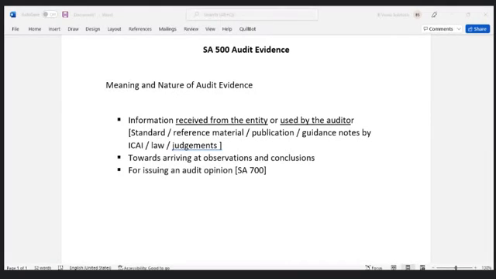So now let us look at what is sufficient and what is appropriate. What does the word sufficient mean? And what does the word appropriate mean? We have already gone through this, but we can again document.